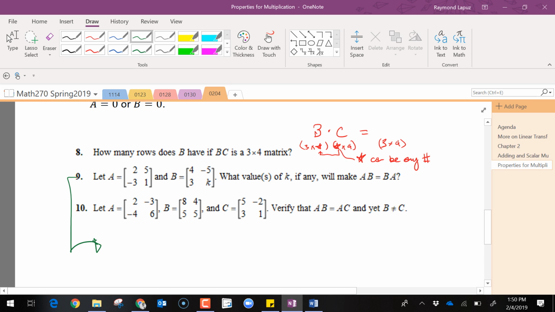All right, let's try the next one, number 9. For what values are these going to be equal to each other? How would we do that? It looks like we need to multiply it out, right? So 2, 5, minus 3, 1, 4, minus 5, 3, and k. So let's multiply AB first.